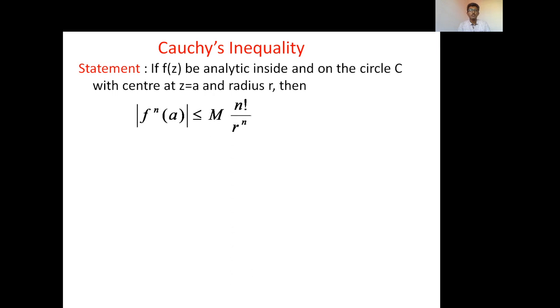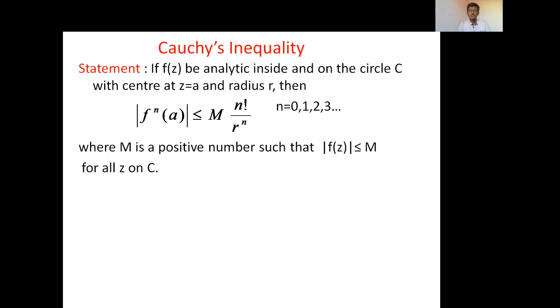Then this holds: the modulus of f power n of a, which is nothing but the nth derivative at the point a, is less than or equal to M into n factorial divided by r power n, where n is 0, 1, 2, 3, up to natural numbers including 0. And M is a positive number such that f of z is bounded for all z on this circle. On this circle f of z is bounded, then this inequality holds. So let us understand the proof of this theorem.